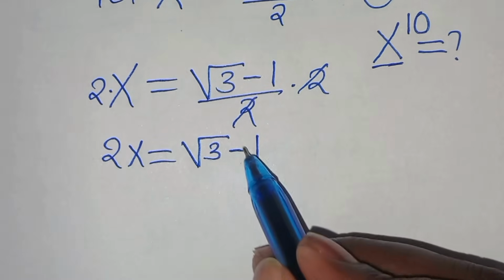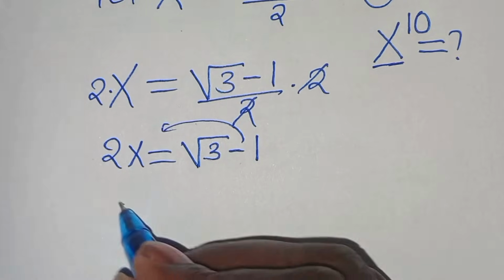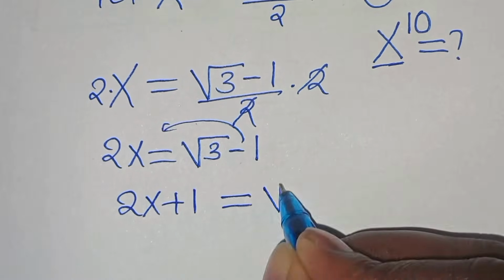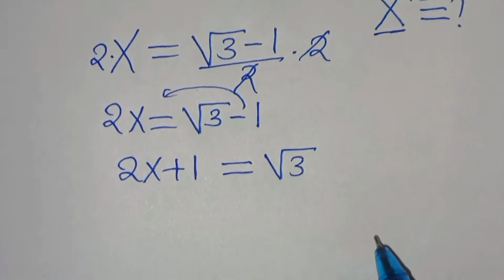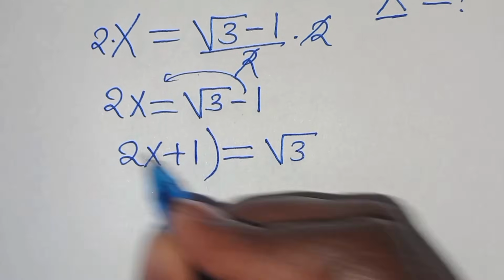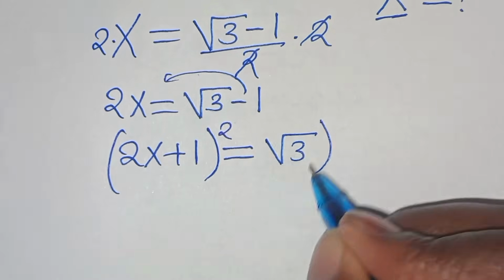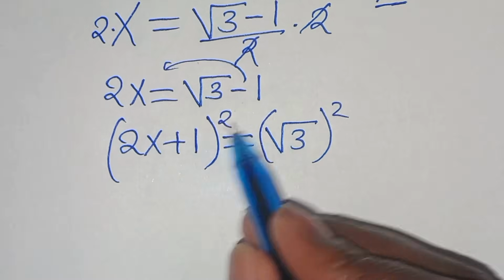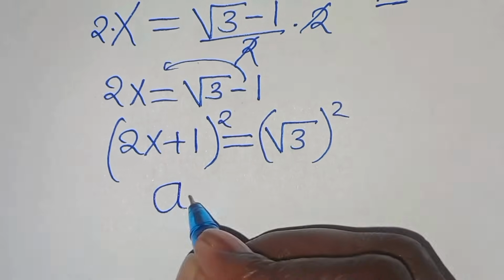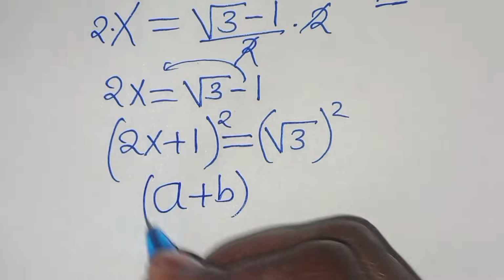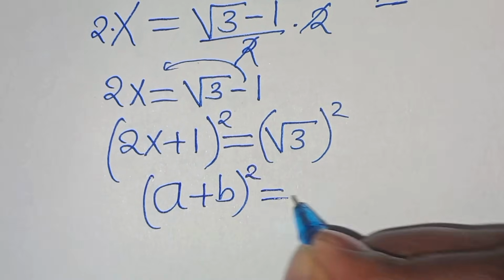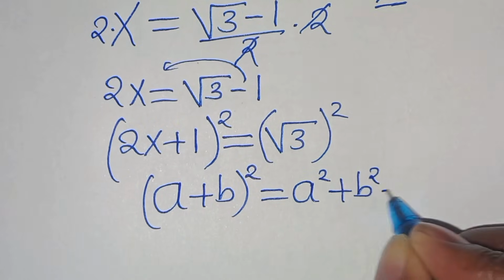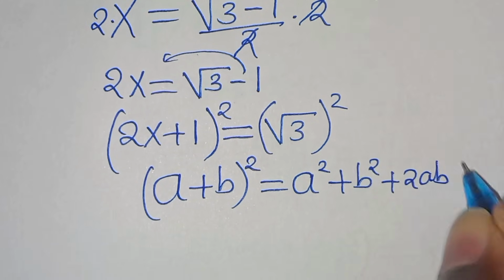So let's take minus 1 on the left hand side. So this becomes 2x plus 1, which is equal to square root of 3. The next step is to square both sides. And we have 2x plus 1 to the power of 2. This is in the form of a plus b raised to the power of 2, which we can express as a to the power of 2 plus b to the power of 2, then plus 2ab.